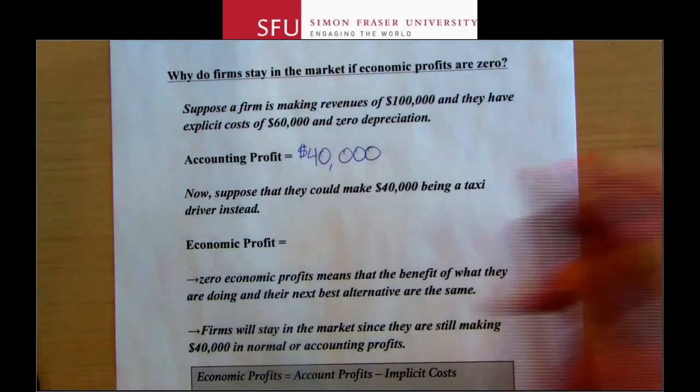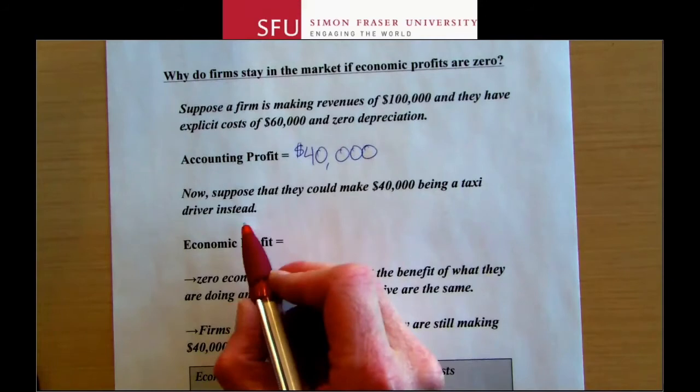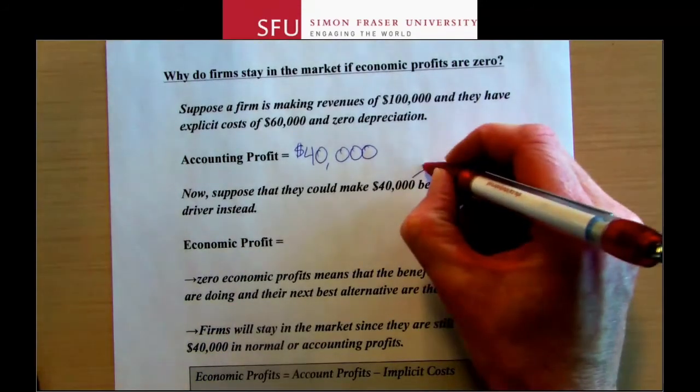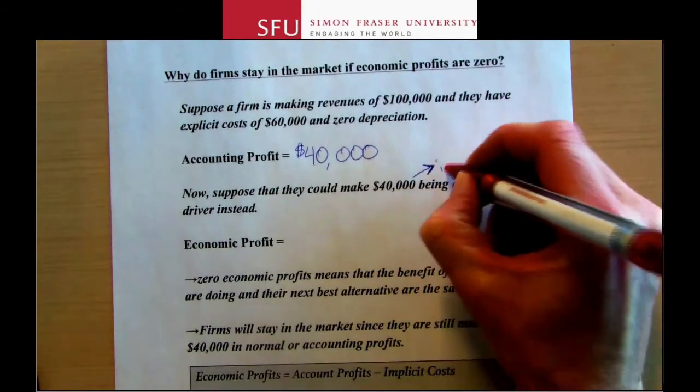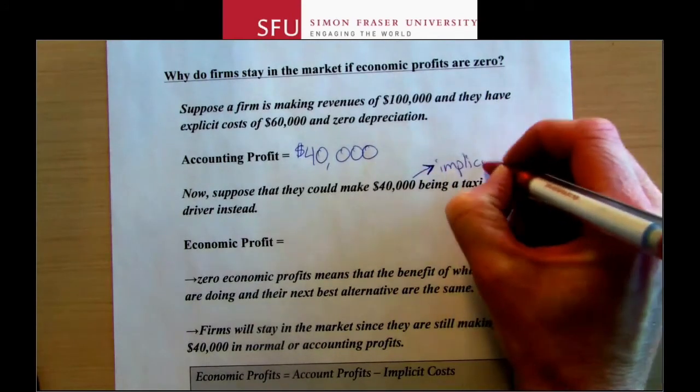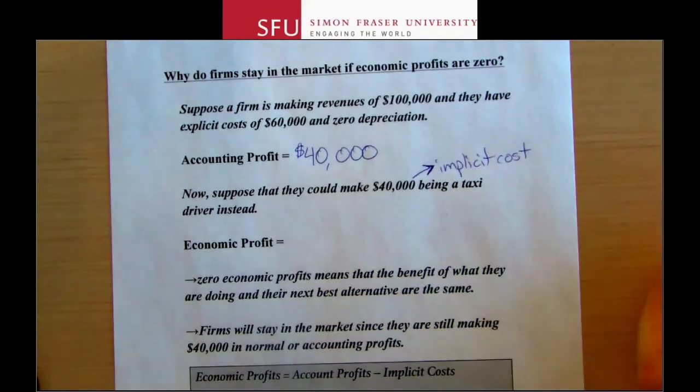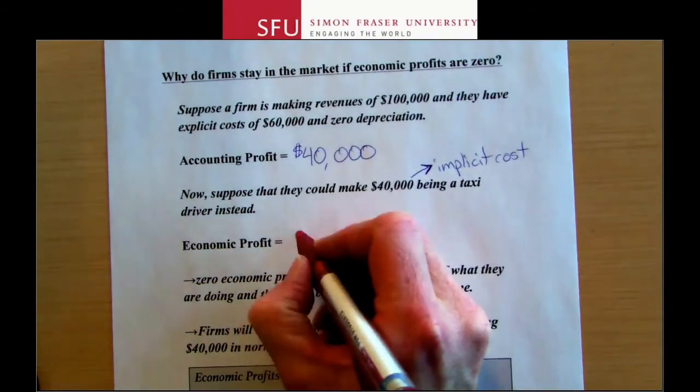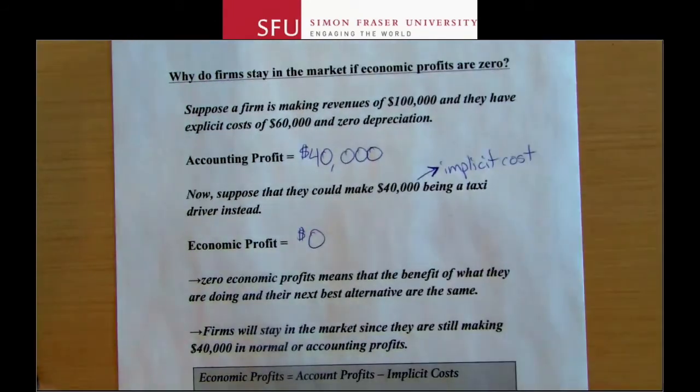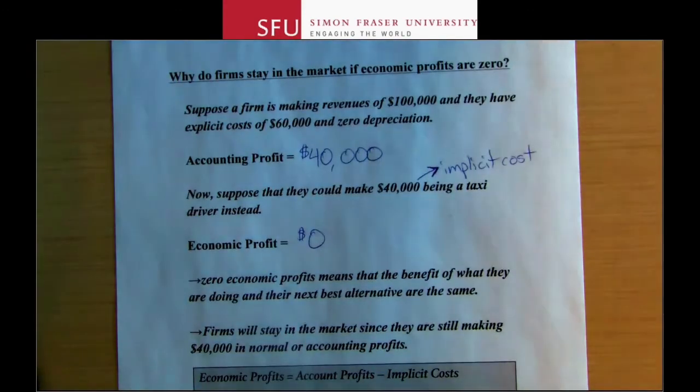Now suppose that they could make $40,000 being a taxi driver instead. So that is what kind of cost? Implicit, yep. And so once we subtract that, then they have no economic profit. So they're not any better off than they would be if they were being a taxi driver. So in perfectly competitive markets, you will not be any better off than you would be doing your next option, whatever that might be.